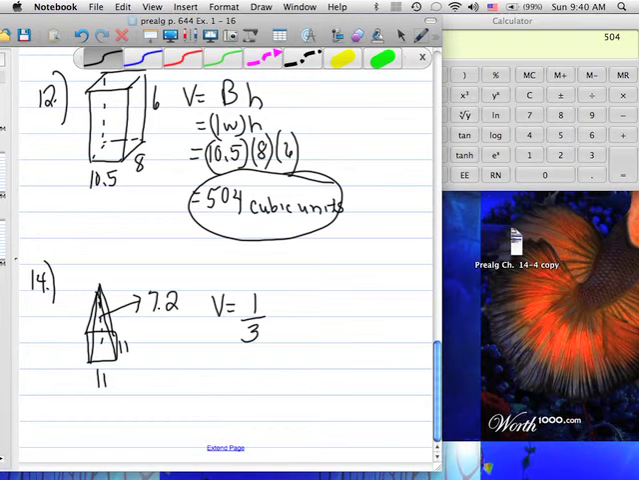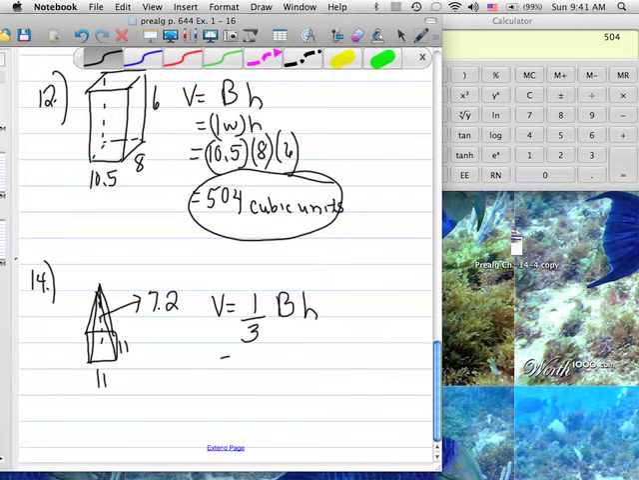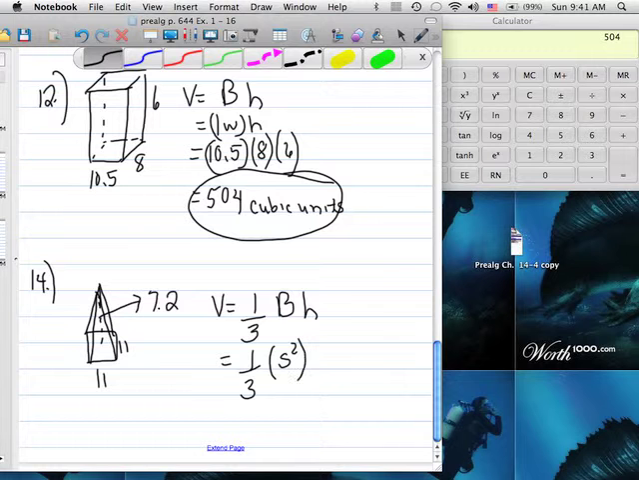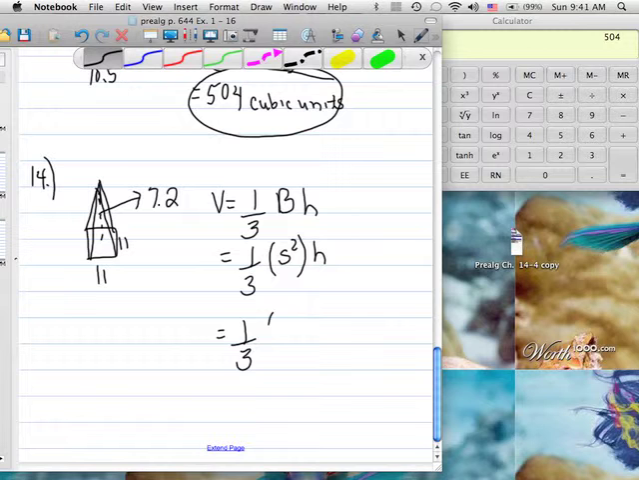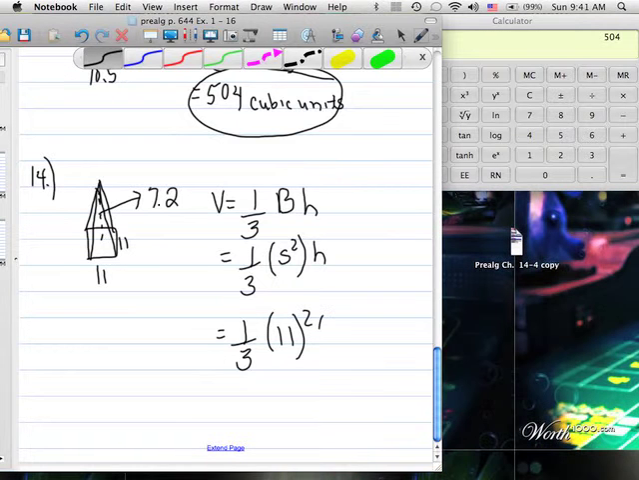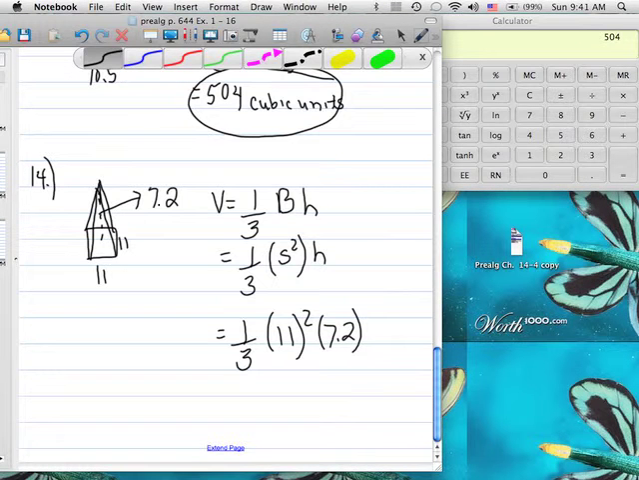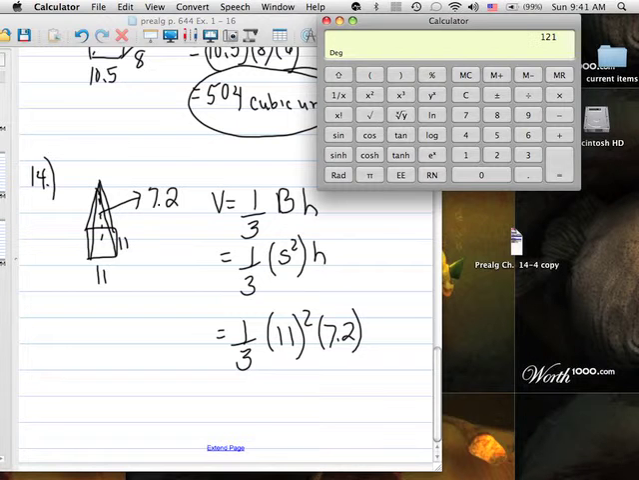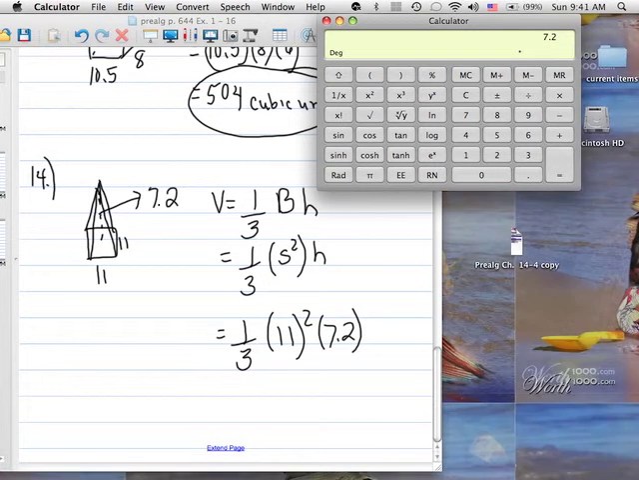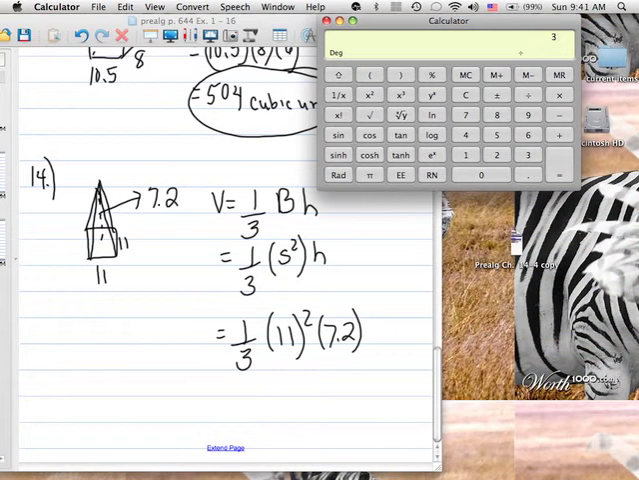We have to take into account that the square keeps getting smaller and smaller as it gets to the top. It's 1/3 the area of the base figure times the height. The base is a square, so that's just side squared to find the area of a square times the height. So it's going to be 1/3 times 11 squared times the height, which is 7.2. Now, 3 will cancel into that, but I'll show you how to do it with a calculator. Take 11, square it, times it by 7.2, get the equal, and then since you're taking 1/3 of it, it's the same as dividing by 3.